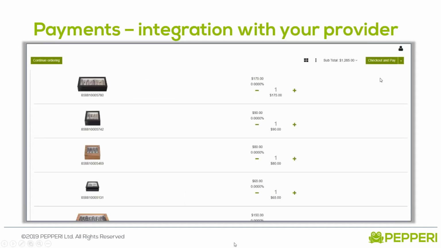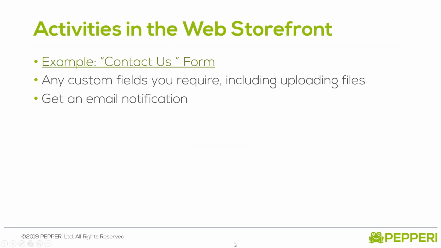One thing I wanted to mention is our activity forms are available in the storefront as well. For example, if you want your buyers to have a contact us form, you can easily build that activity form in Pepperi, position it on their home screen, add any custom fields that you require, including uploading files if you need them to upload an image, a picture of a product or anything, and then you'll get an email notification with a PDF with the image they uploaded, with their comments, telling you that they're trying to contact you. So let's take a quick look at the contact form that I built.